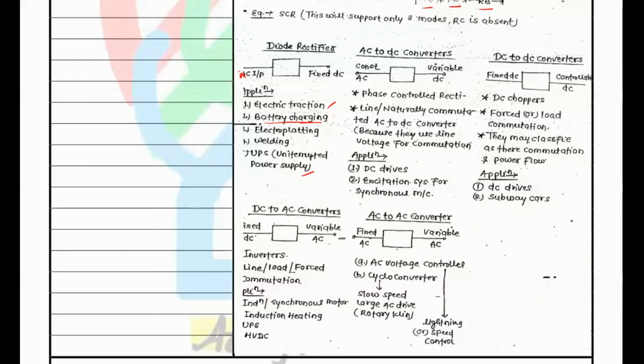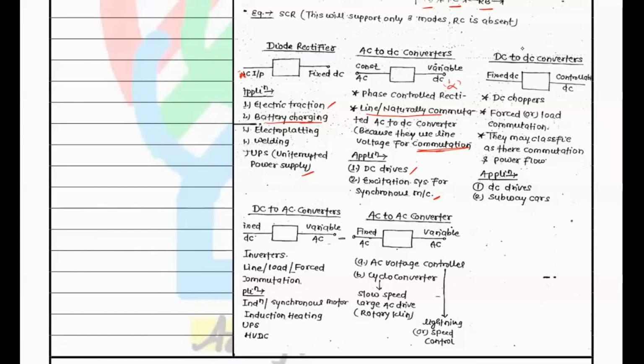Next one, AC to DC converter is also known as a rectifier, but here we can convert AC to DC as well as DC to AC. That's why we name it a converter, not a rectifier. Phase control rectifier means with the help of firing angle alpha we can control the phase of the system. These are line or naturally commutated AC to DC converters, because they commutate with the line voltage. We'll discuss the commutation techniques in detail. Remember that in AC to DC converters we use line or natural commutation. Applications are DC drives, electrical traction and synchronous machines.